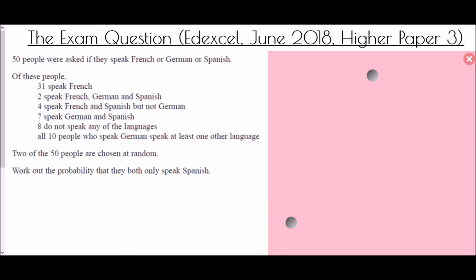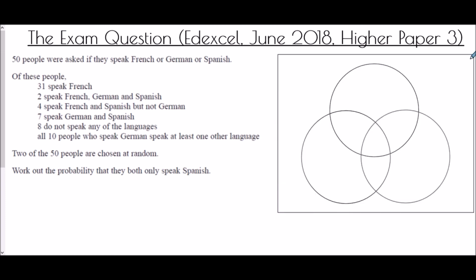Now for this one, we have 3 different categories this time, French, German and Spanish, so we are going to need 3 circles. And also we do have a little bit of information that says that some people do not speak any of the languages, so we're going to need the box as well. Now we're going to have to begin by just labelling the diagram. So we're going to have French, and German, and Spanish.